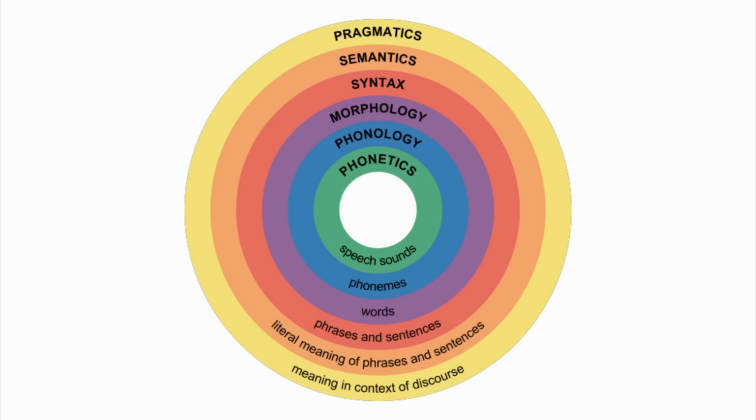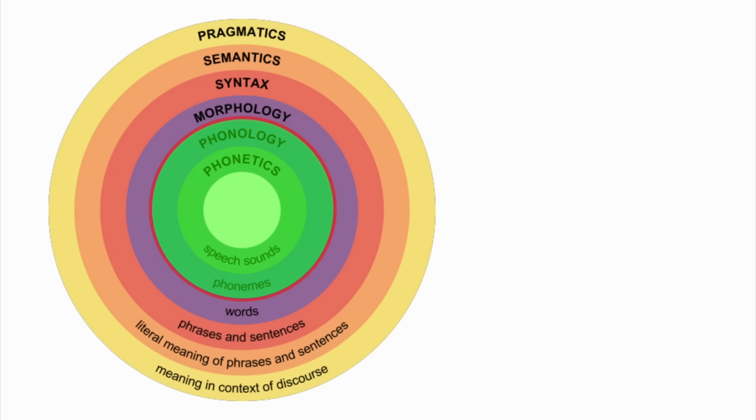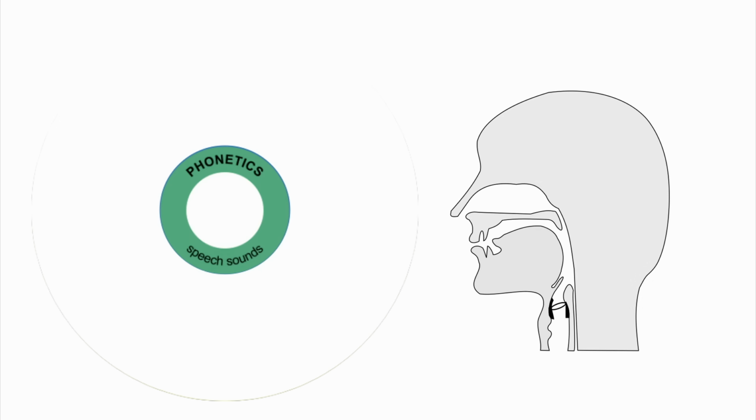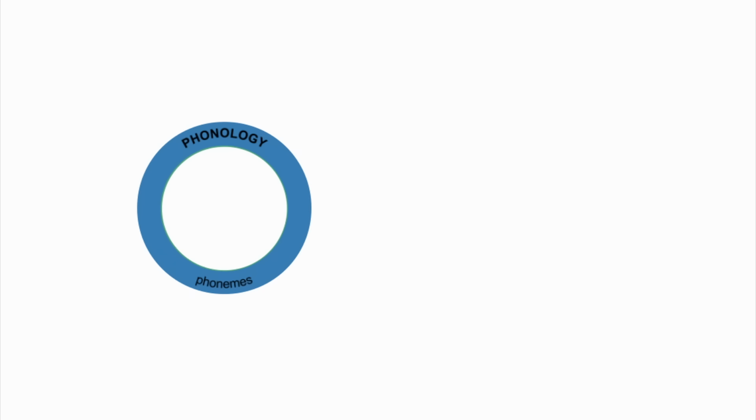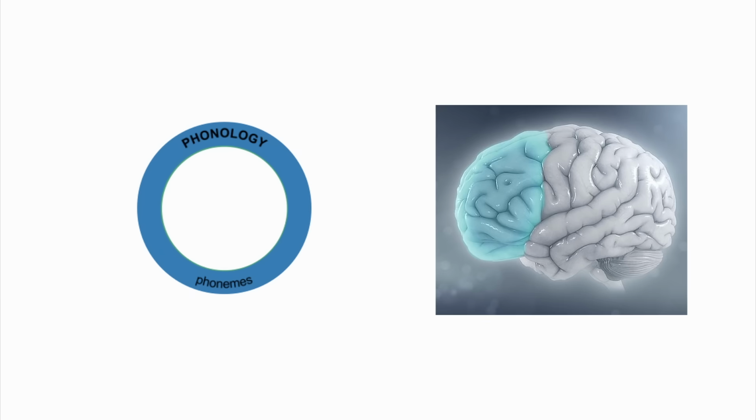Real quick, let's look at the fields of theoretical linguistics. Right now we only care about these two, phonetics and phonology. These are separate fields of study that both tackle the sounds of language. Phonetics describes how the sounds are produced by the vocal tract and how they're perceived. Phonology describes how humans conceptualize those sounds inside their brains.